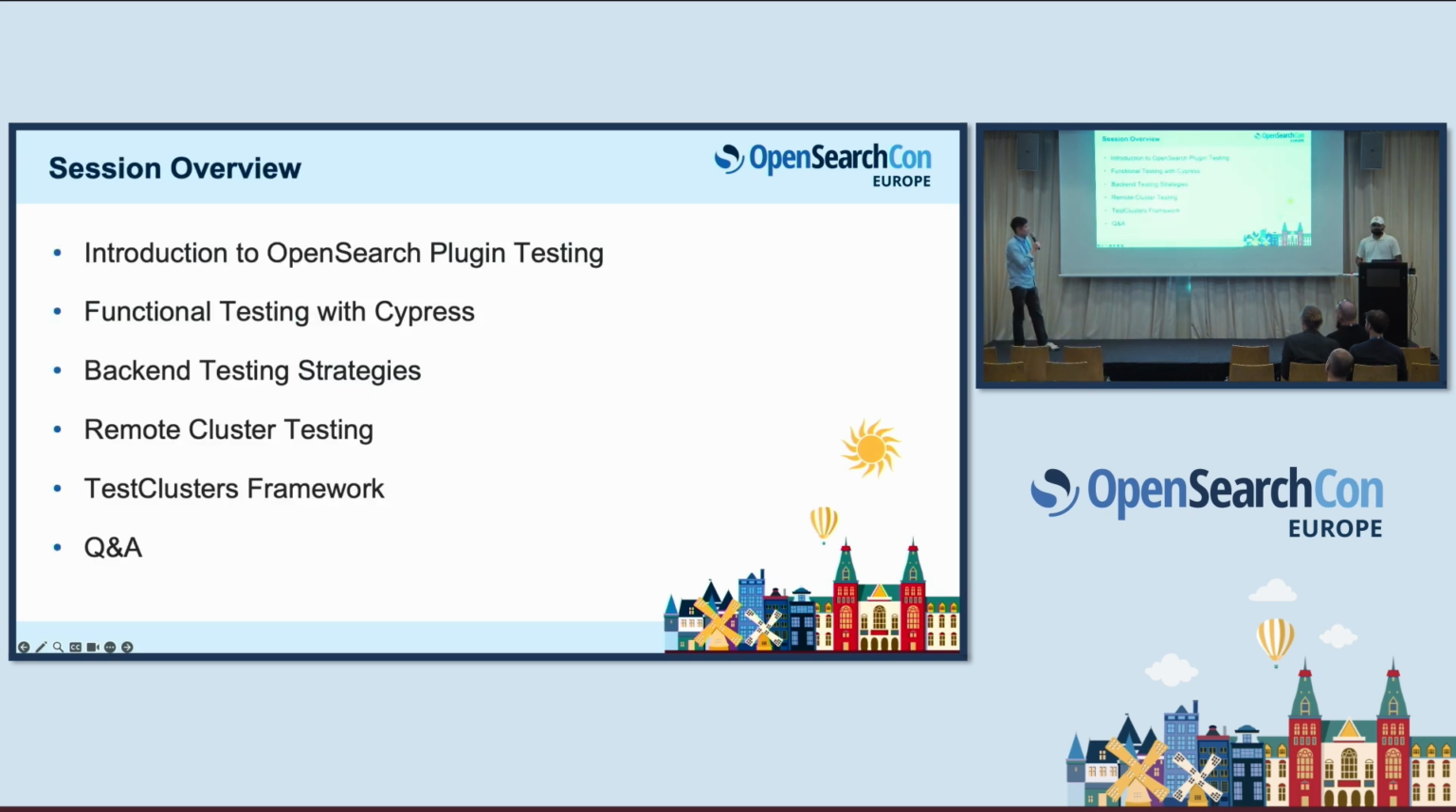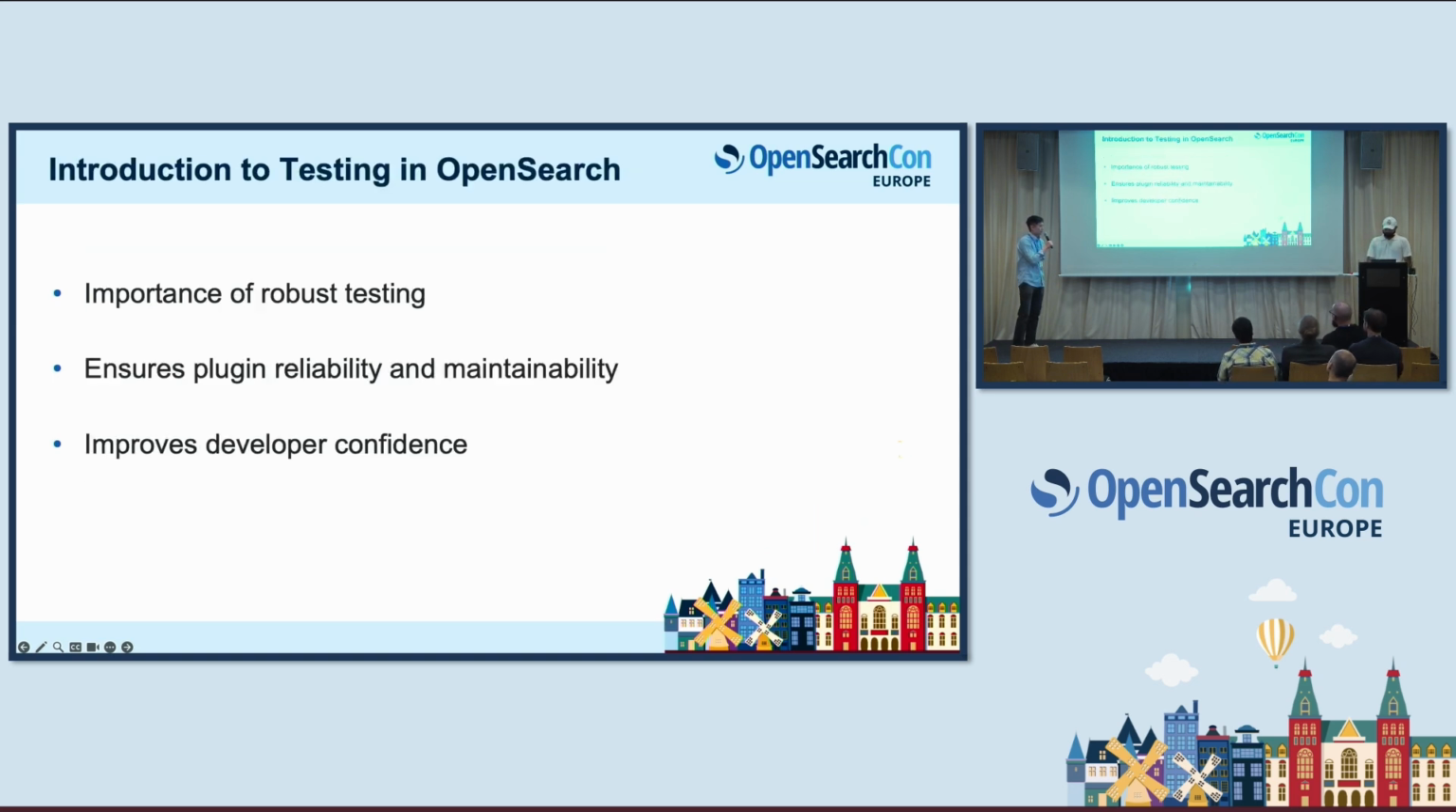So from a high level, this talk is going to go over some of the strategies in testing OpenSearch plugins and also OpenSearch Dashboards plugins. We're going to deep dive into a few topics here. The first one would be how to use Cypress to test the functionality of your dashboard plugin. And then we'll go over some backend testing strategies, including how to use remote clusters to test your APIs, and how to use the TestClusters framework that OpenSearch provides to test your plugin and also do backwards compatibility testing. And we'll also have demos for all of these topics as well.